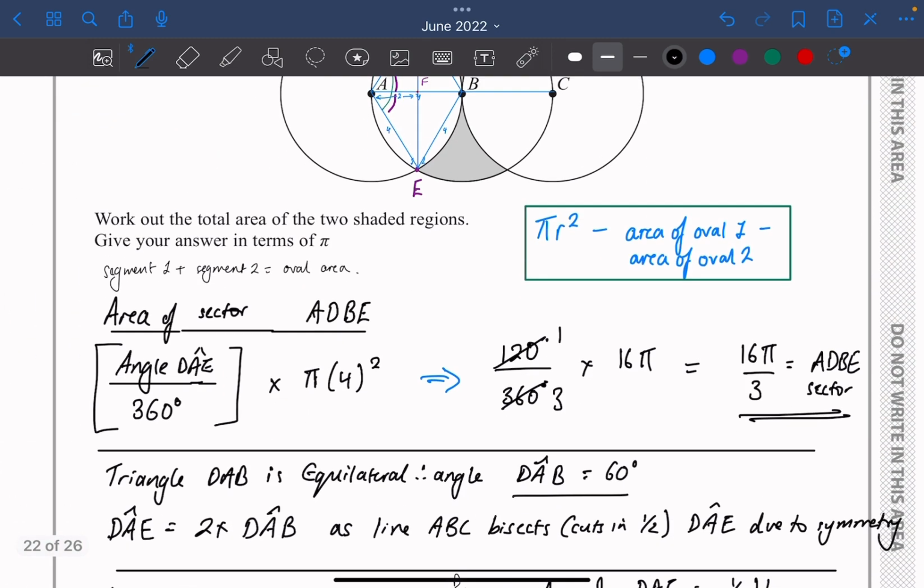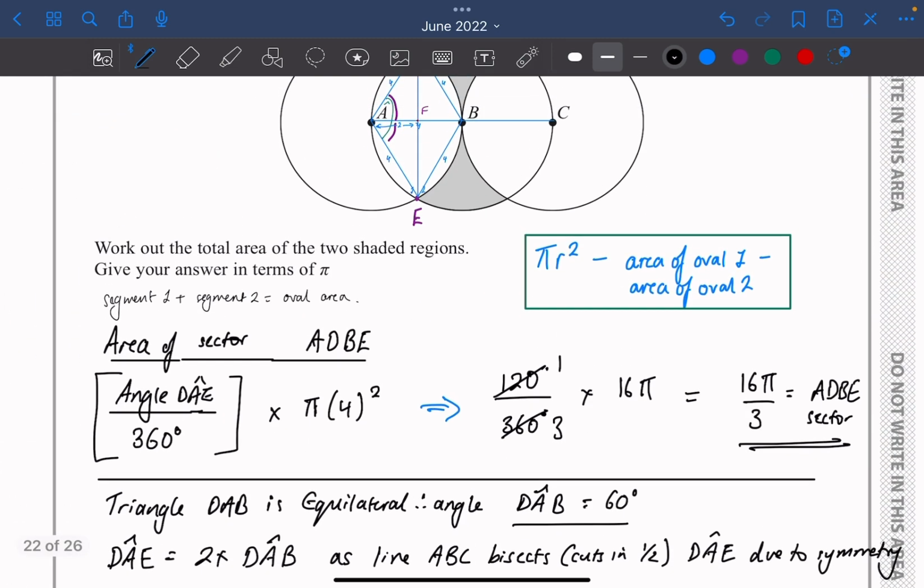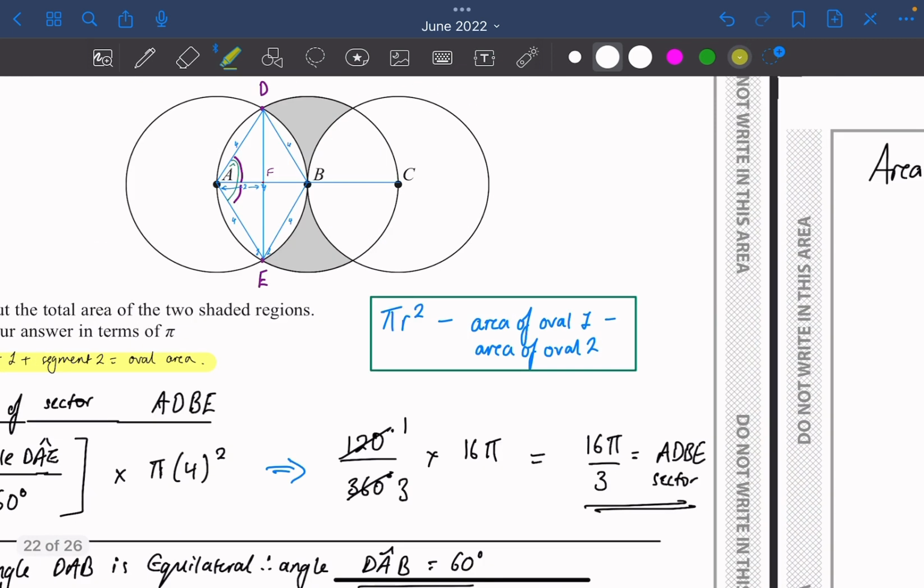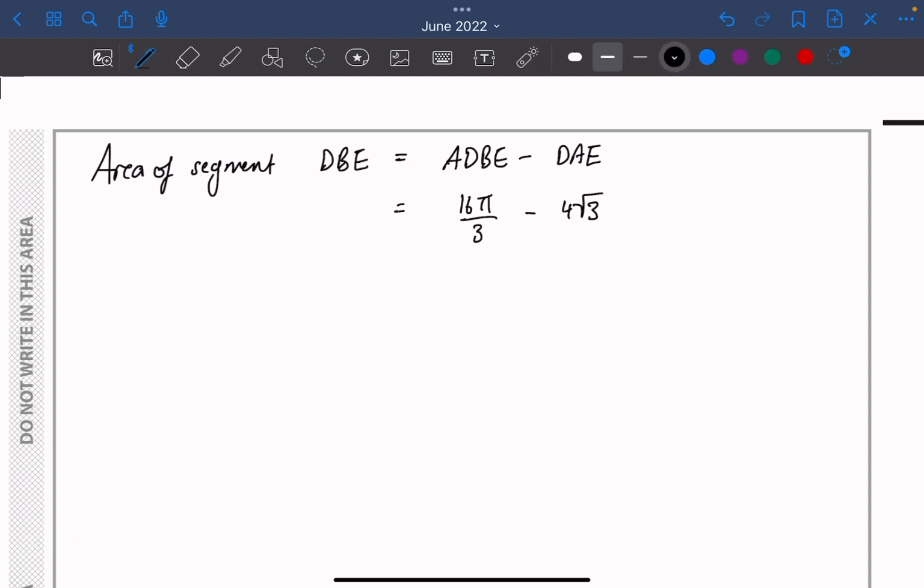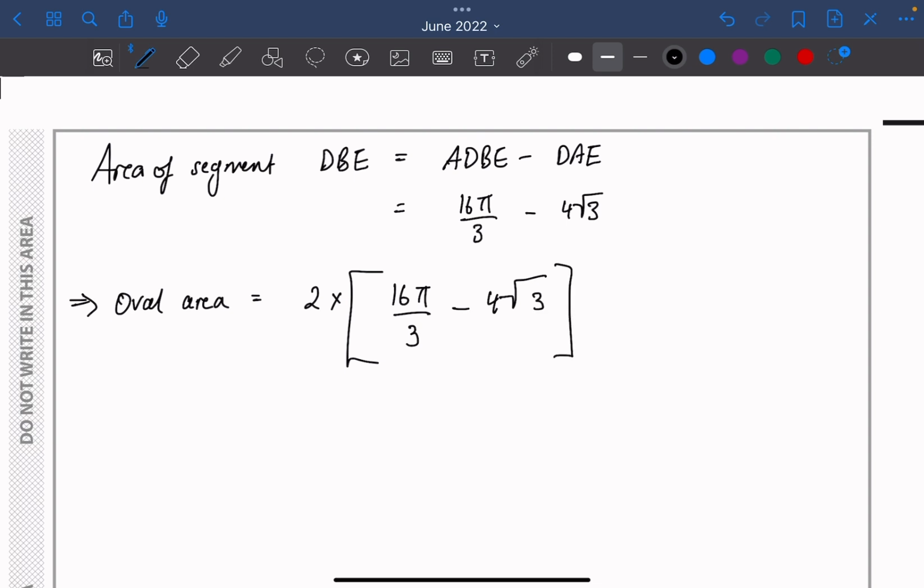Now remember our plan again. We want to find the area of the oval, and the area of the oval is the area of segment 1 plus segment 2. So oval area is 2 times 16 pi over 3 minus 4 root 3, which comes to 32 pi over 3 minus 8 root 3.